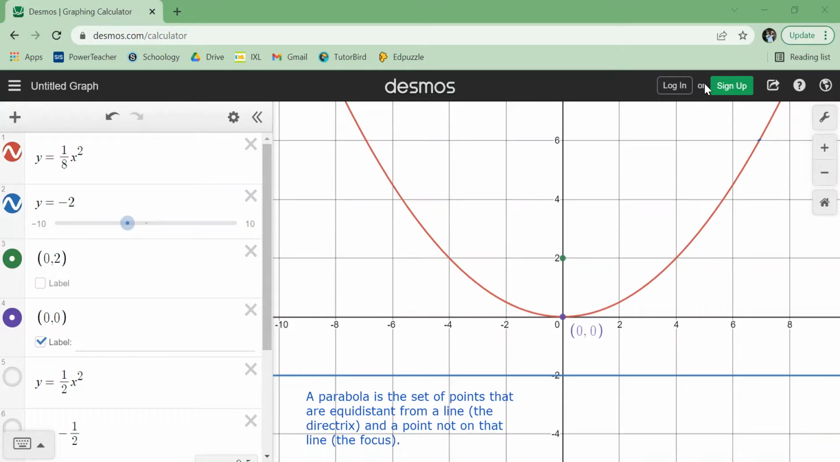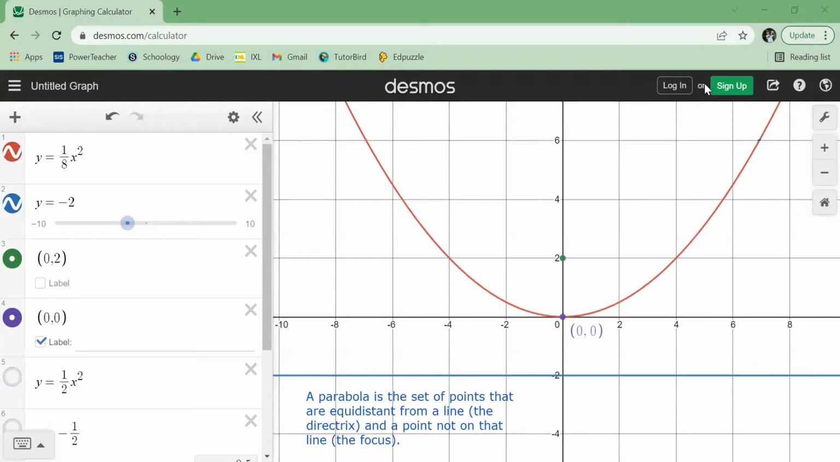So one way we could think of this is all of the points where the y value is the same as 1/8 of the square of the x value. It's that set of points. And that's the more common way of thinking of it. But there's also an entirely different way to conceive of parabolas. And it's this definition that I put in blue here at the bottom.